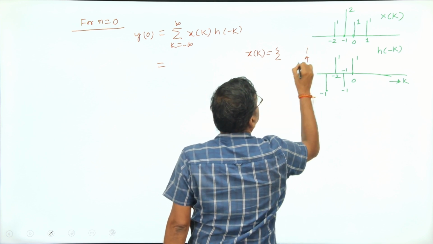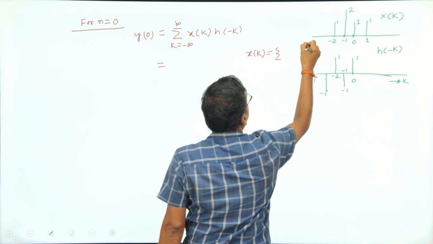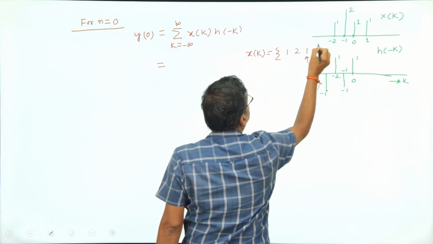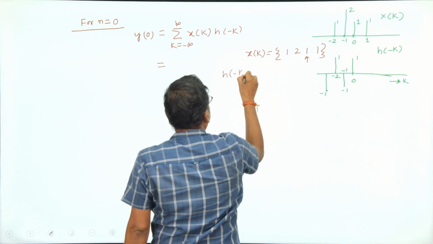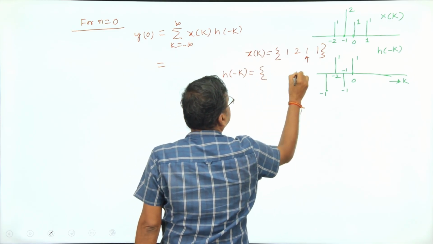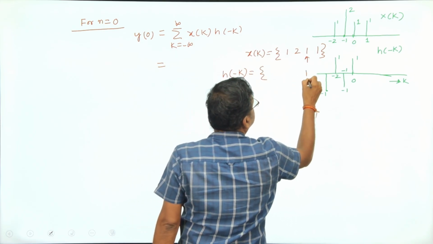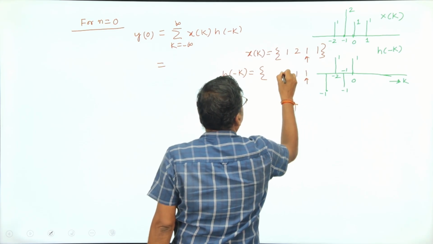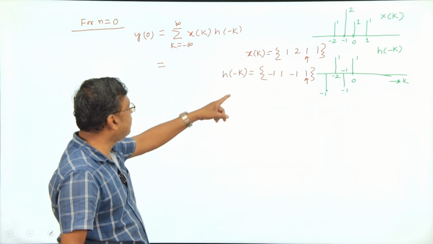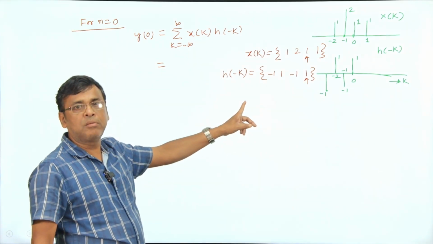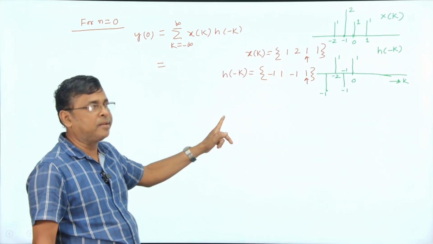This is 1, this is 1, this is 2, this is 1, this is your x of k, and this is h of minus k. For h of minus k, this is your 1, this is your minus 1, 1, minus 1. Simply multiply for corresponding values of k equal to 0, 1, 2, 3, minus 1, minus 2, minus 3.